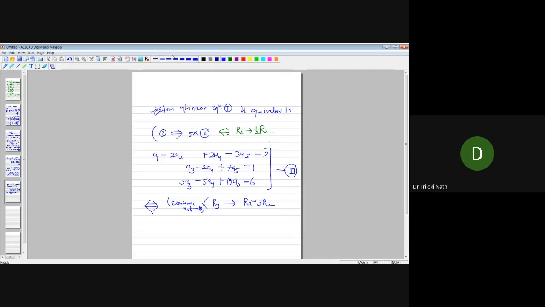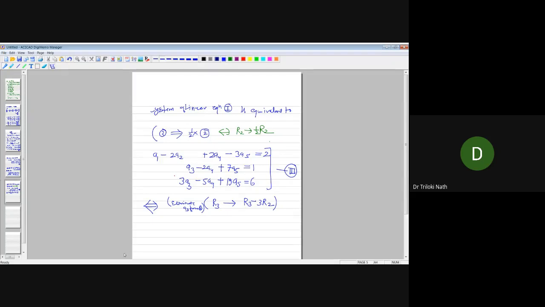So when we take thrice equation 2, you will see here it becomes 3a3, here it becomes 6 minus 6, here 3 times 7 is 21, and here it becomes 3. When you subtract, the 3a3 and 3a3 will cancel out. This is 3R2, and this is your 3.